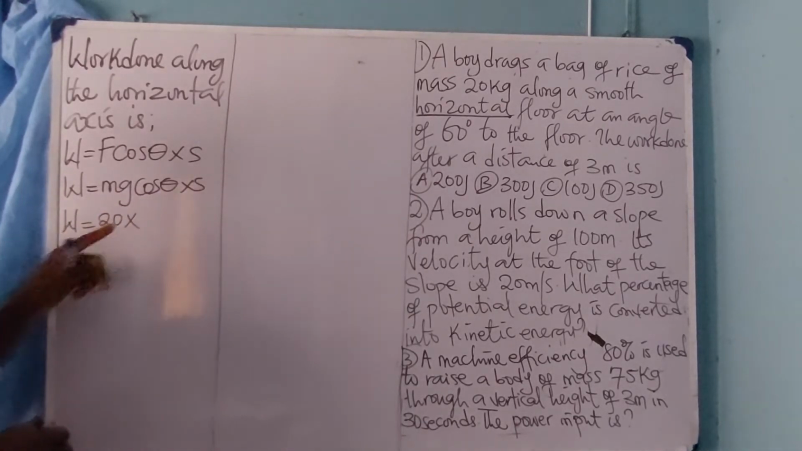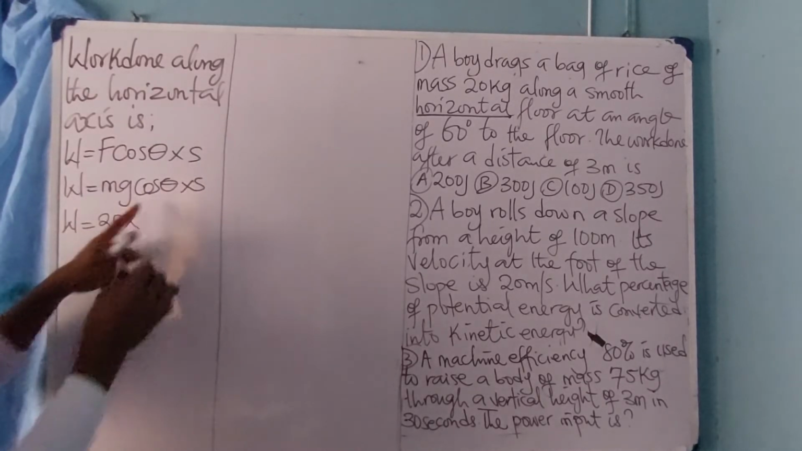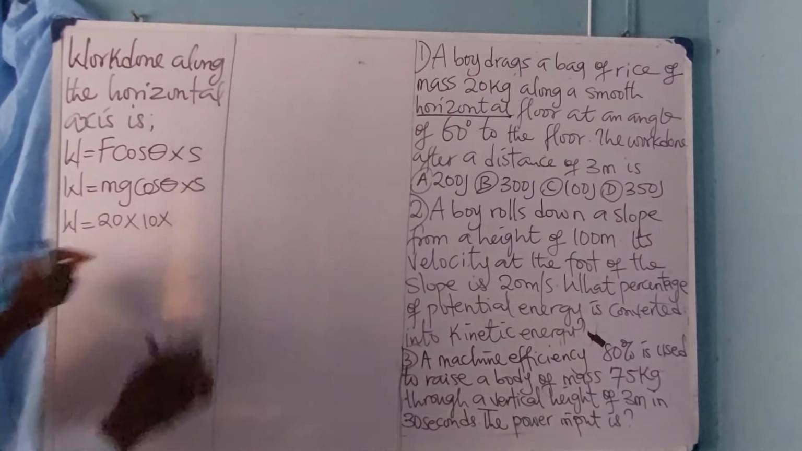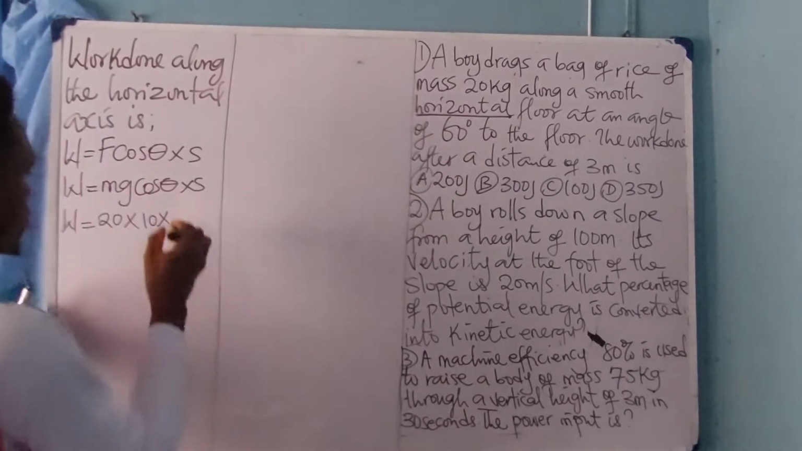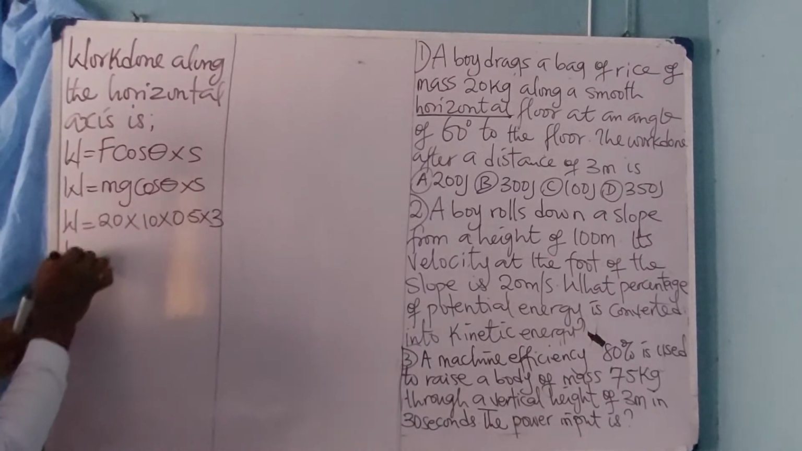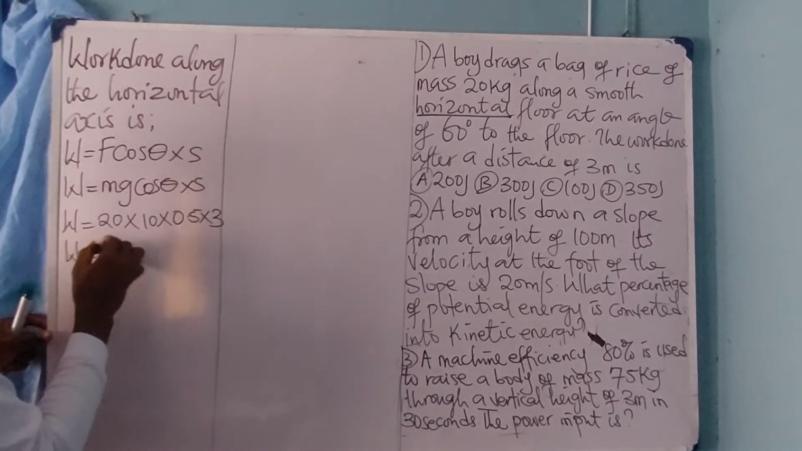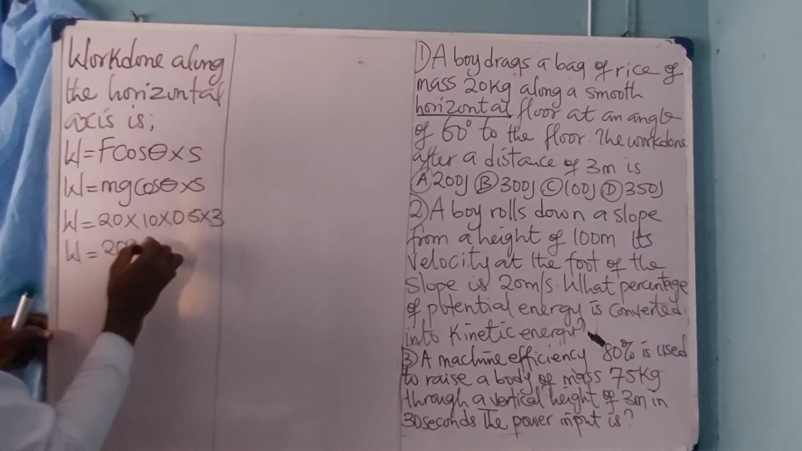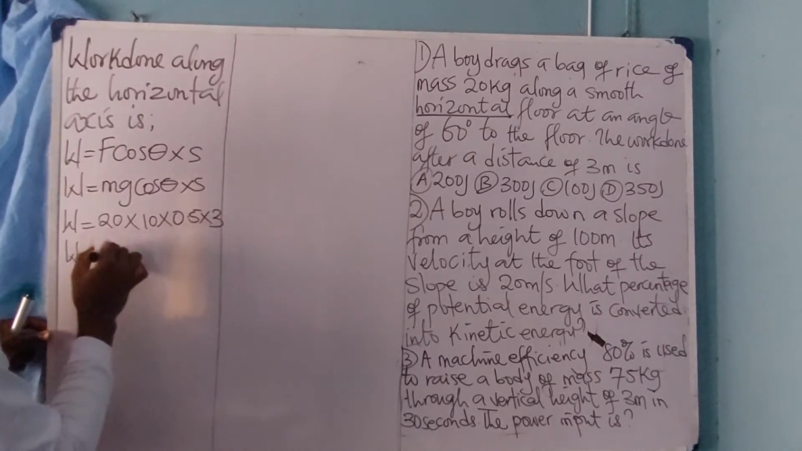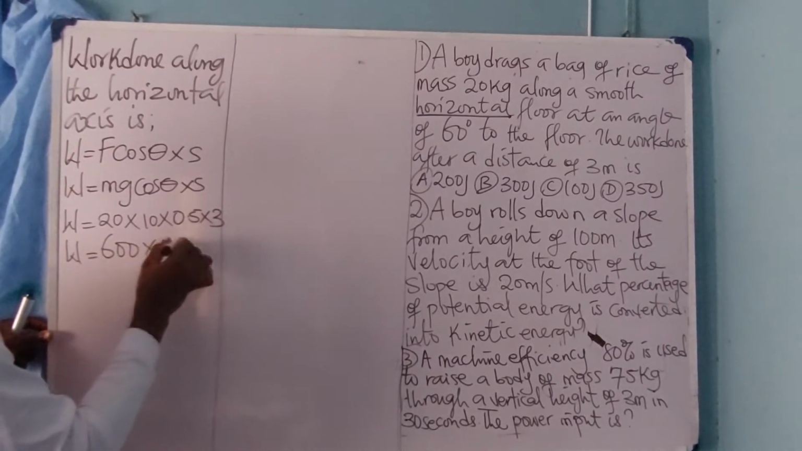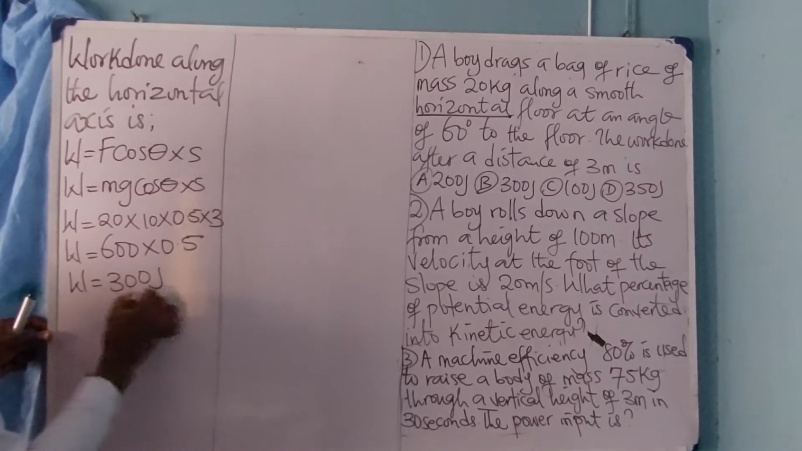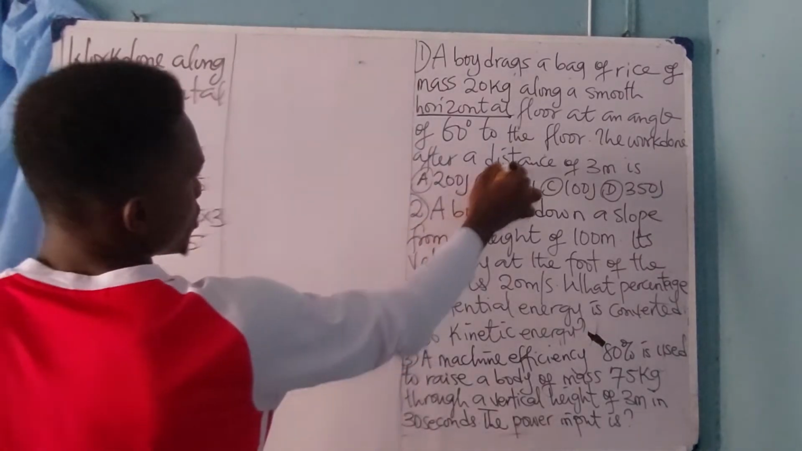20, then times g, which is 10, times cos 60, which is 0.5, then times 3. Okay, you now have W equals, this times this, you have 200, then 200 times 3, you have 600 times 0.5. You have work done to be what? 300 joules, all right? 300 joules. So this is the answer.